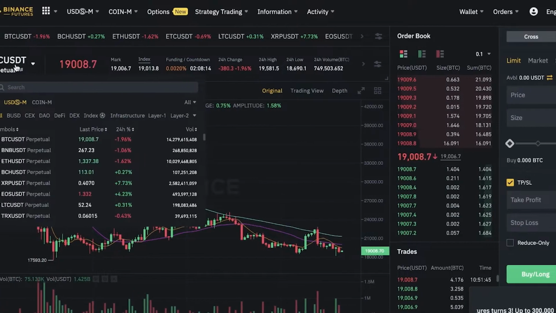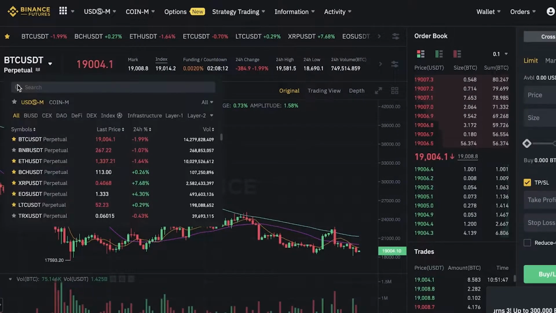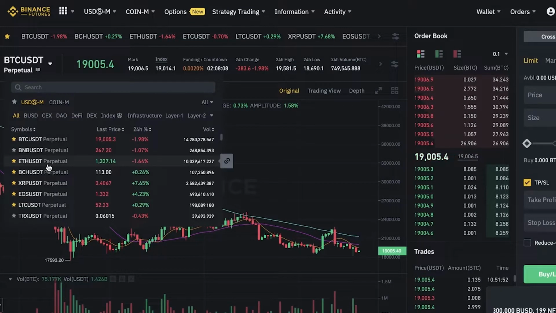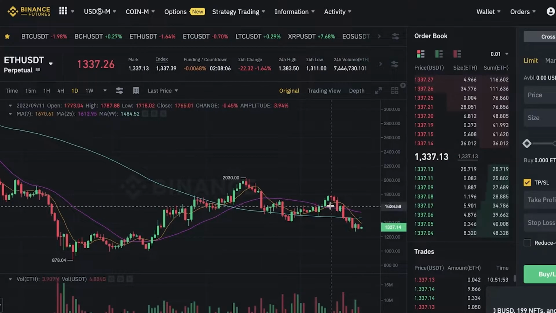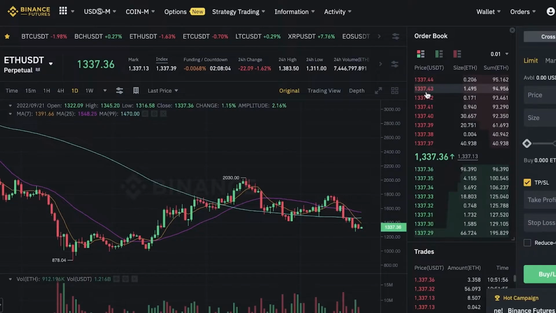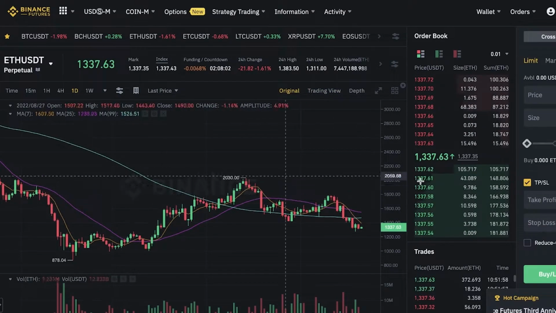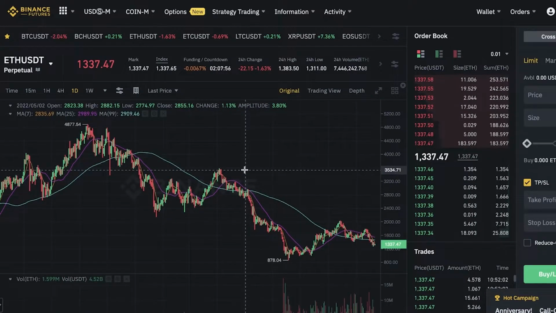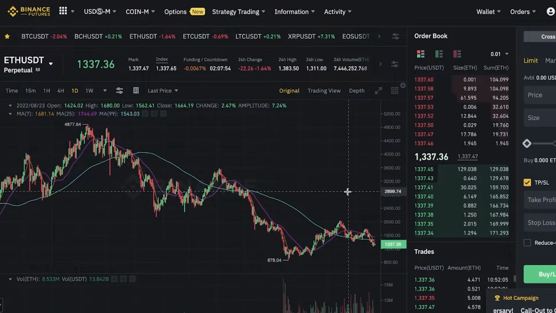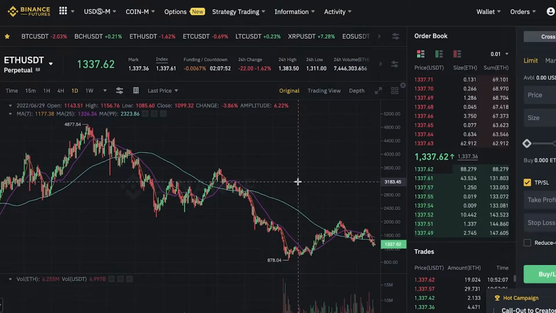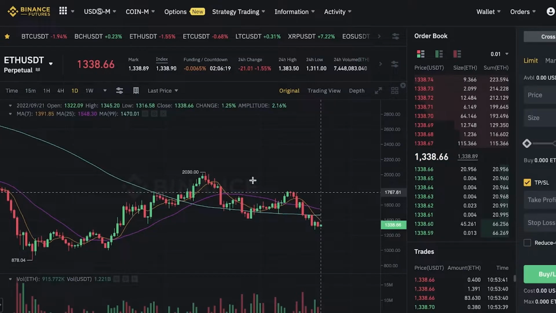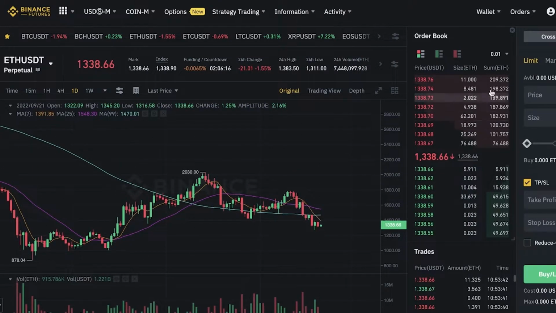You can see on the top left, you have the token of your choice. You can select any token that you want. Let's say I want to trade Ethereum, so I'm going to select Ethereum over here. Once you have done that, you will be able to see the price fluctuations of the specific token. You can zoom in and you can also zoom out to see the overall price fluctuations over a longer span of time. Now you can see over here we have our trading graph.